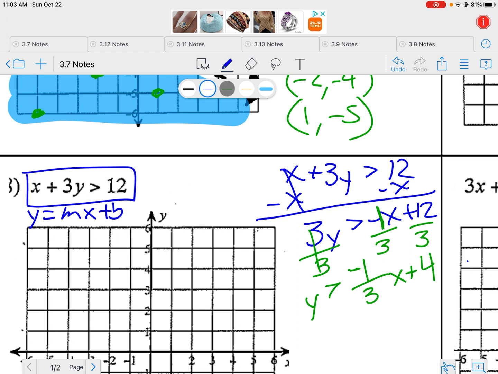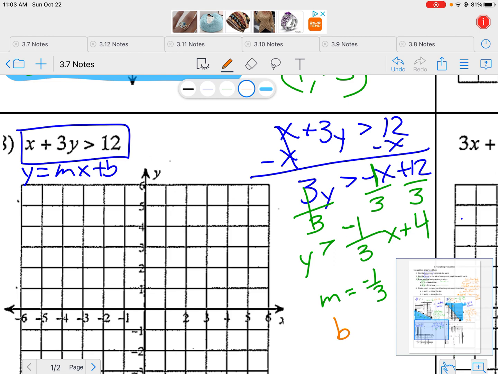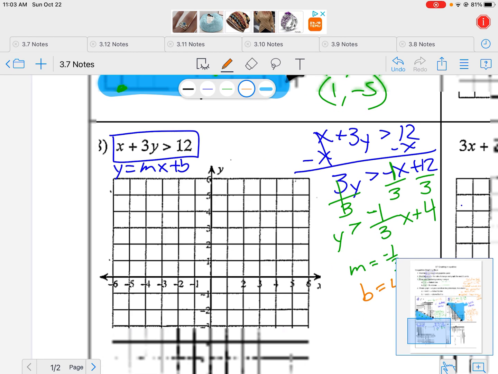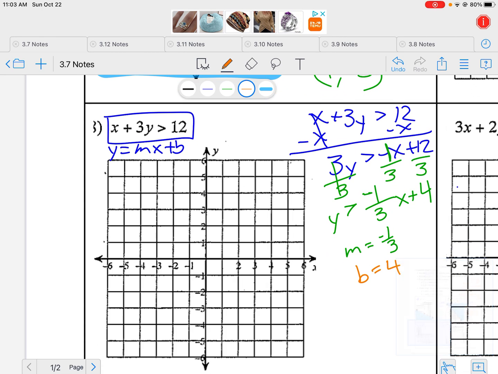So my slope is -1/3. And then my b is a +4. And so now I'm able to graph the line. But I also need to remember to look at my inequality. So if my inequality is greater than, it's going to be dotted, and it's going to be shaded above.